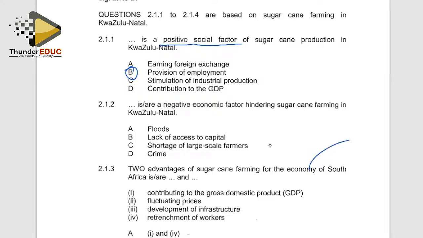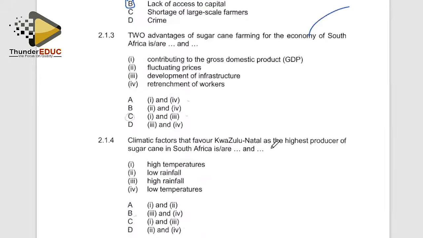Right, number 1 to 212, dash is a negative economic factor hindering sugarcane farming in KwaZulu-Natal. A negative economic factor which is hindering production of sugarcane. What could that be? It must be economic, and must be negative. So it's lack of access to capital.